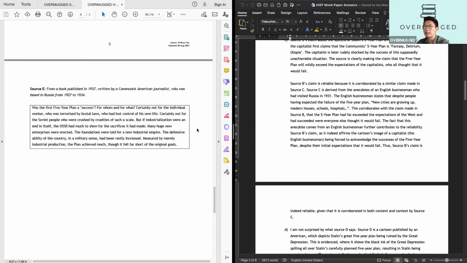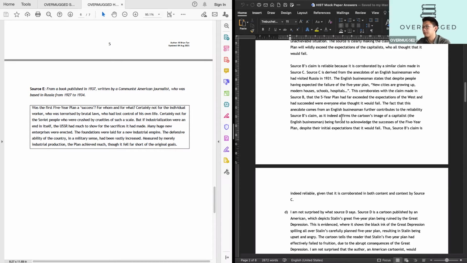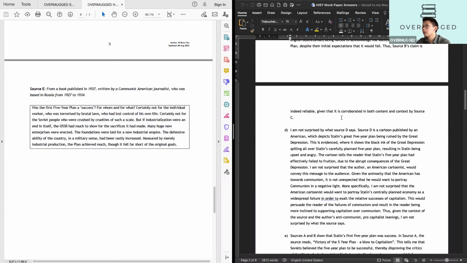So the source basically makes out the point that the 5-year plan has been very successful on a wide scale of industrialization. But on a smaller scale, many people actually sacrificed and suffered from communism in the first place. So this is the answer here.